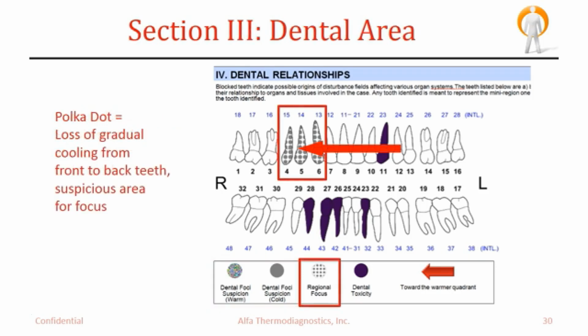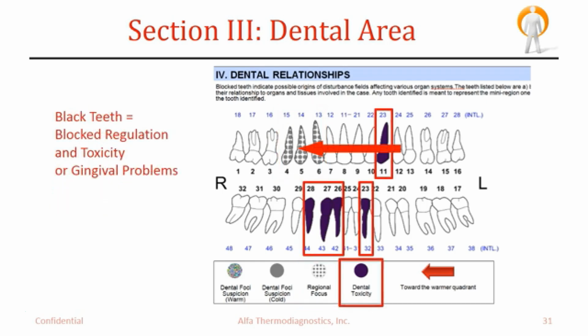But there is this polka dot or dotted teeth, that's the loss of the normal curvature of temperature when you go from the front teeth to the back, they should get cooler and cooler gradually. But these three teeth didn't change at all from each other. They stayed in a straight line. That could mean that there's some kind of process here in the jaw. Maybe this was where she had some teeth removed. I would look at that area and see if there's anything going on there.